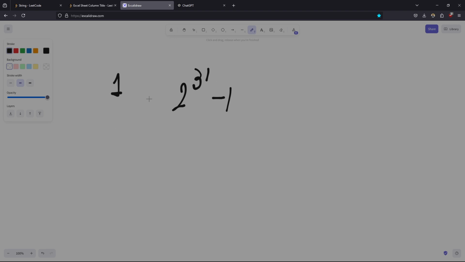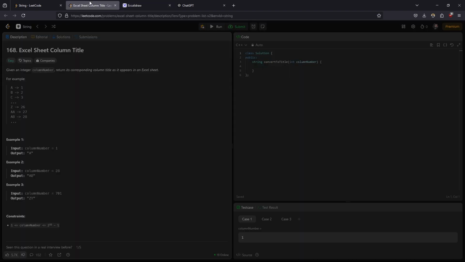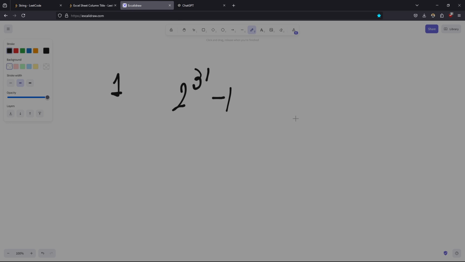So if any number is given here, we have to return the equivalent column, no, I think row number. So if the number given to us is 3, then we have to return C, as we know the equivalent to column 3 should be C in Excel. And if the input given to us is 28, then as we know, there are 26 letters in the alphabet.